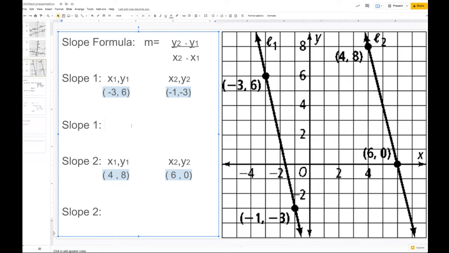Here, slope number 1 on the left side is -3 and 6. That's how we got this point here from this slope, -3 and 6 from this point. And we go down here, you're going to get -1 and -3. And here we just wrote down -1, -3. And here we're going to find the slope now. What is the slope for this pair of points?